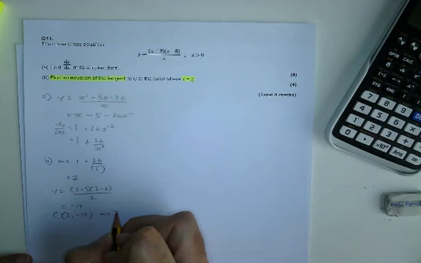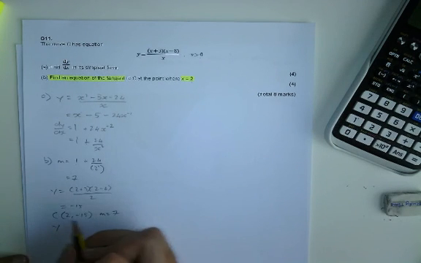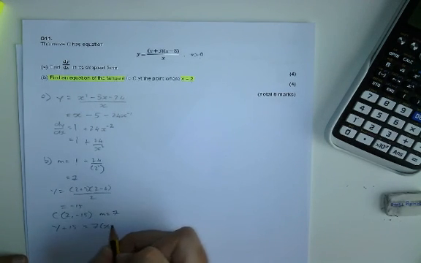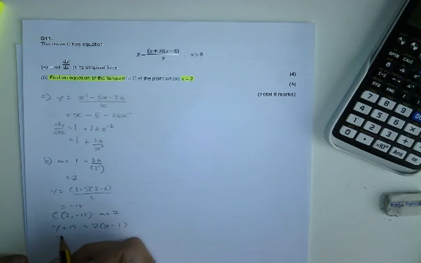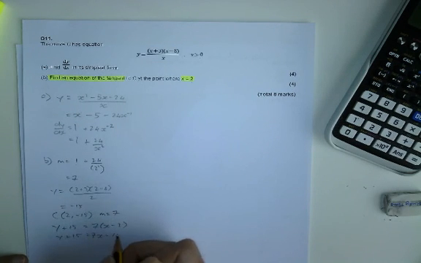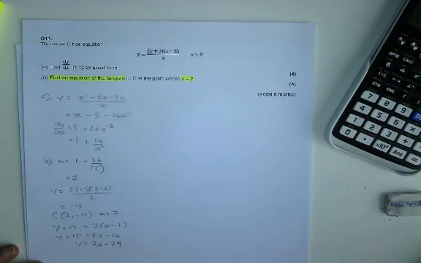And it gives me gradient 7, so I think y minus minus 15, which is y plus 15, equals 7 brackets x minus 2, so we're going to get y plus 15 equals 7x minus 14, so y equals 7x minus 14 minus 15, which is 7x minus 29.